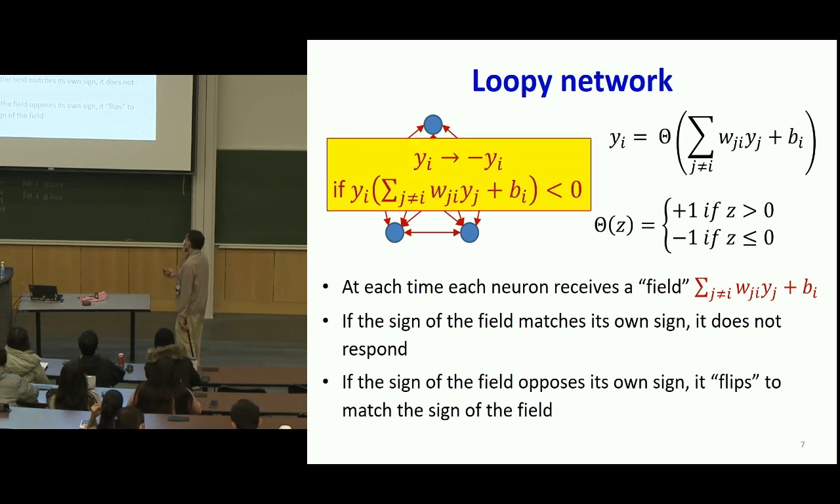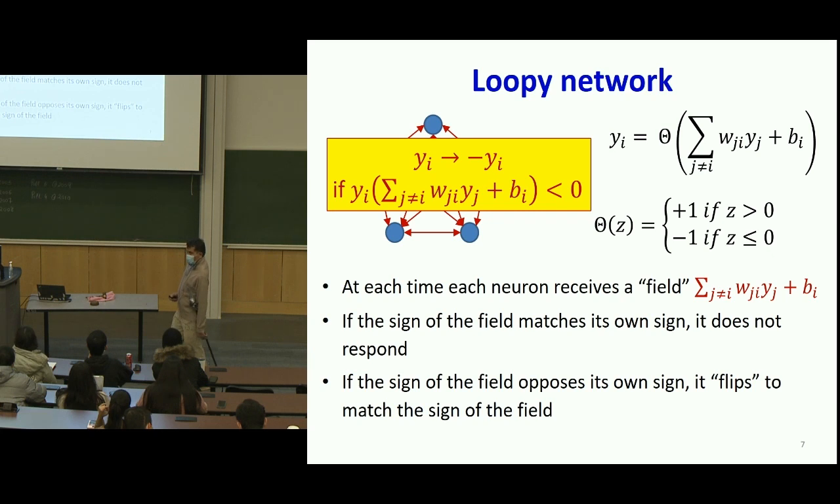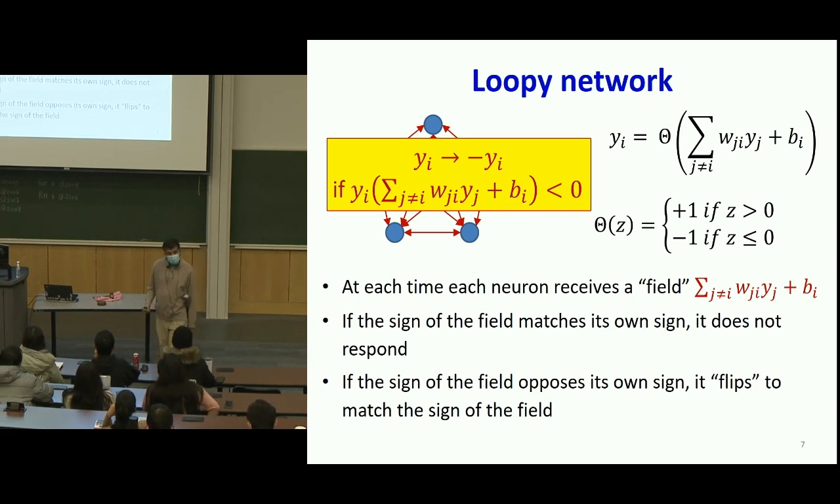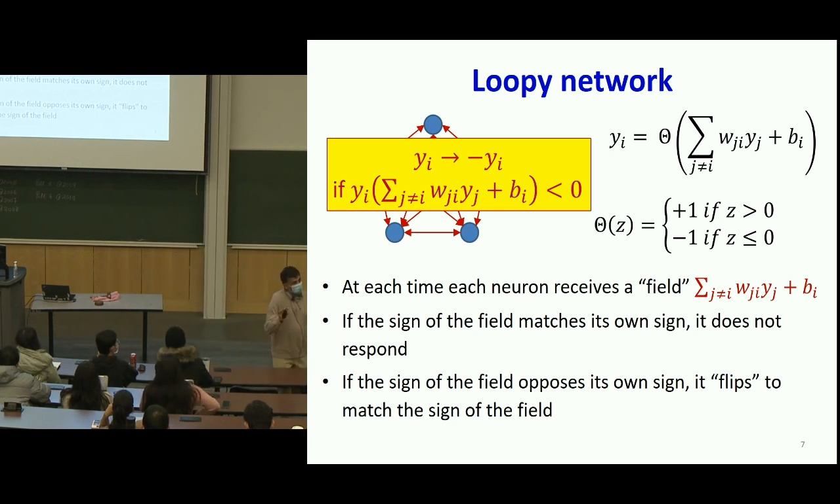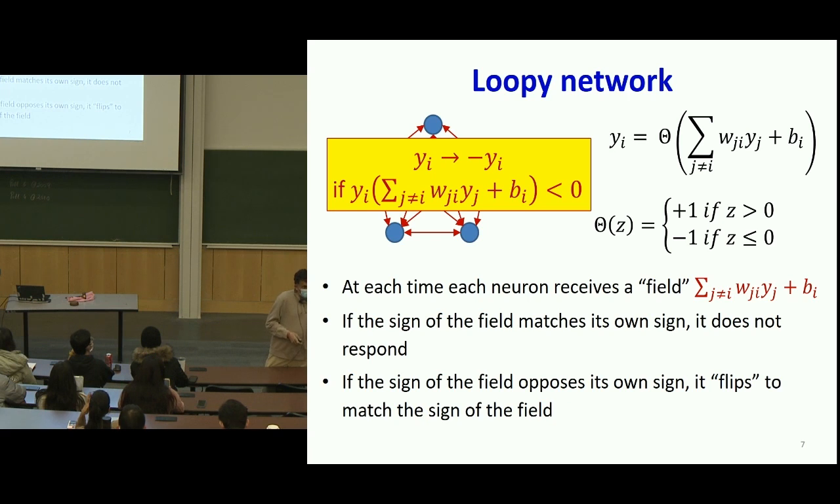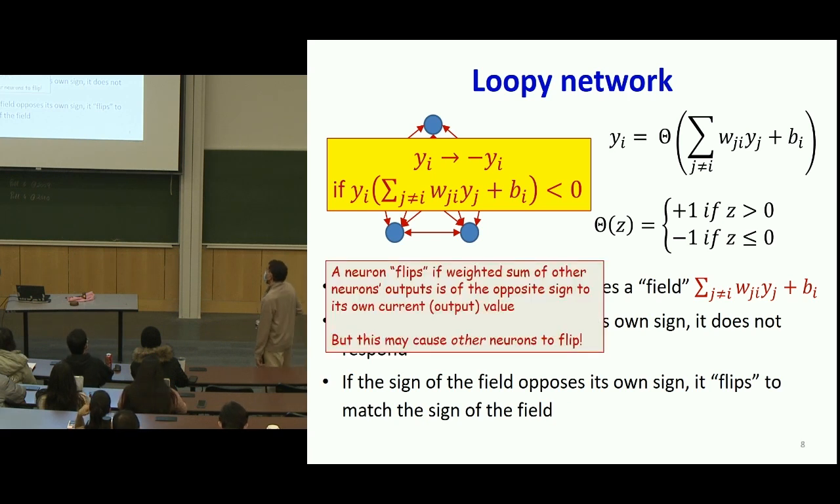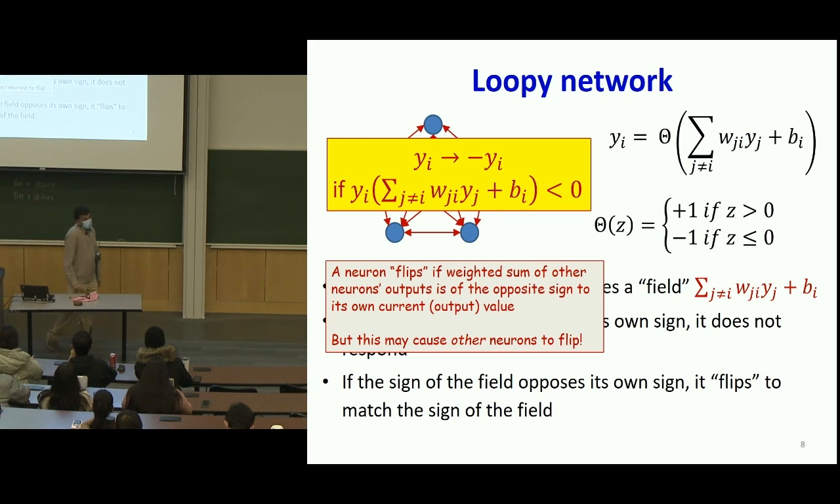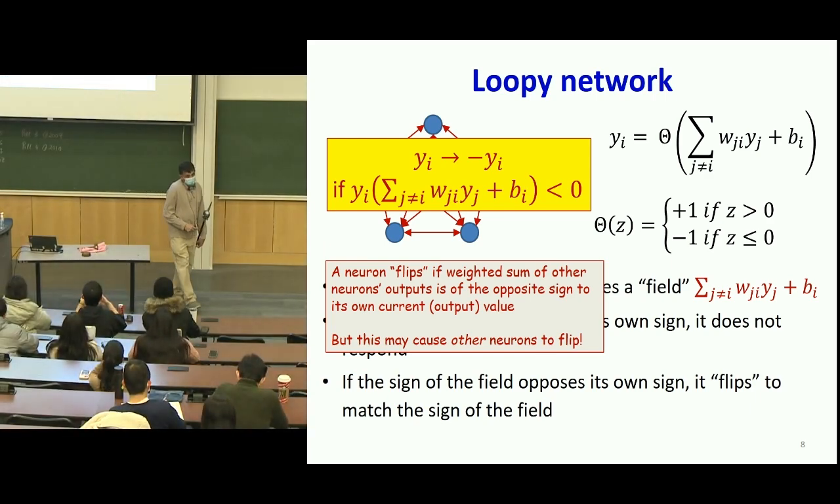So, alternately stated, if the product of the output of the neuron and the field is negative, it's going to flip, otherwise it won't flip. If it's negative, it means the two are different signs, right? So a neuron flips if the weighted sum of other neurons' outputs is of the opposite sign to its own current input. But this may cause other neurons to flip.